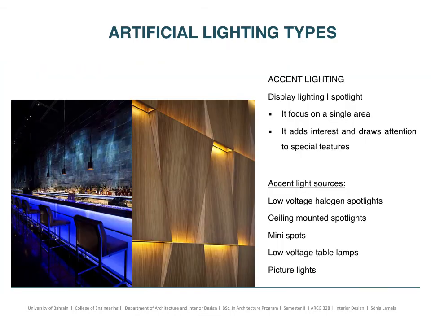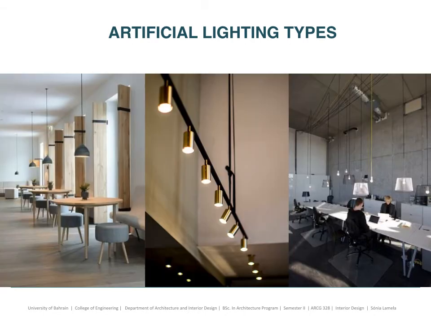Now, when we come to the accent light, it's display lighting, and normally also the spotlight. It focuses on a single area. It also adds interest and draws attention to special features. The accent light sources could be low voltage halogen spotlights, ceiling mounted spotlights, mini spots, low voltage table lamps, and picture lights. We have a couple of examples here.